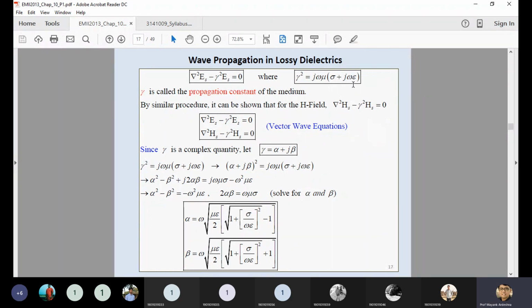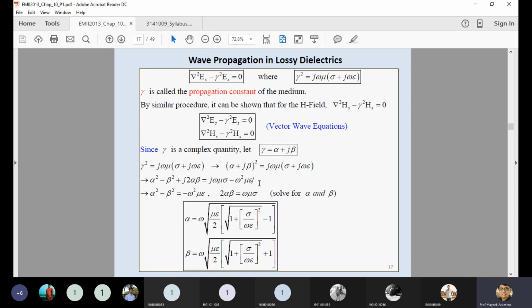What do you get as the real part over here? Any answer from your side? You may be getting minus omega square mu epsilon. Just multiply the terms, and you get the real part as well as the imaginary part. You can see it is mentioned over here: j omega mu sigma is called the imaginary part, and this is our real part.